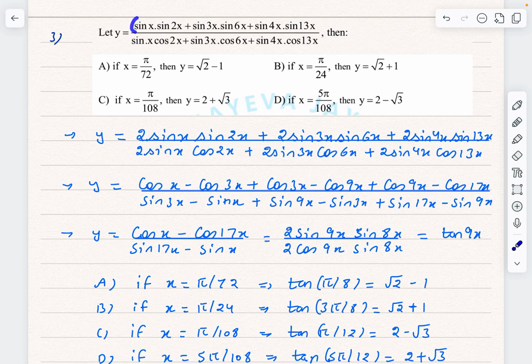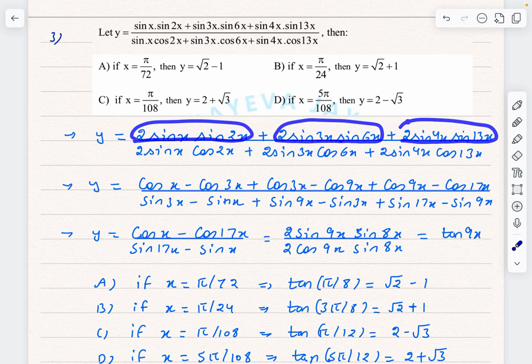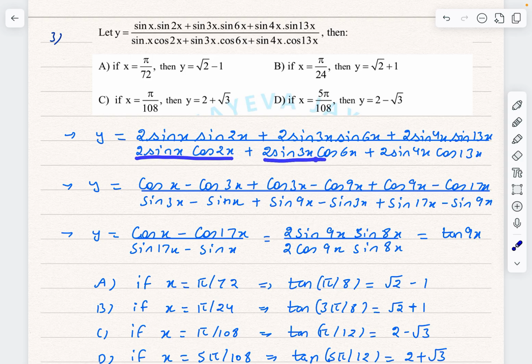First of all, you just multiply both sides by 2 in the numerator and denominator. You get 2 sin x sin 2x, here 2 sin 3x sin 6x, here 2 sin 4x sin 13x. Denominator will be 2 sin x cos 2x plus 2 sin 3x cos 6x plus 2 sin 4x cos 13x. Now use the formula of 2 sin A sin B, which is cos A minus B minus cos A plus B. When you use that, you get cos x minus cos 3x plus cos 3x minus cos 9x plus cos 9x minus cos 17x. You will see 3x 3x cancel, cos 9x 9x cancel, you get cos x minus cos 17x.